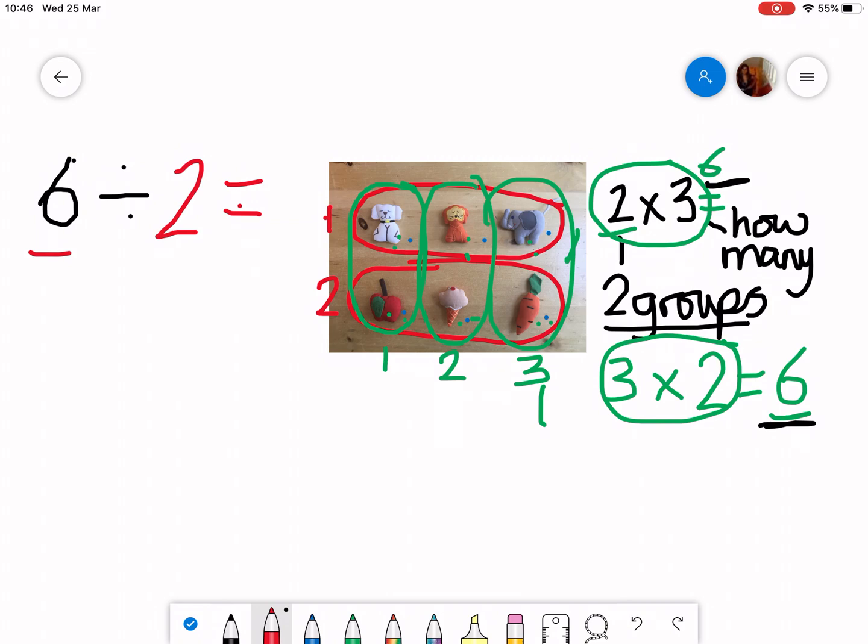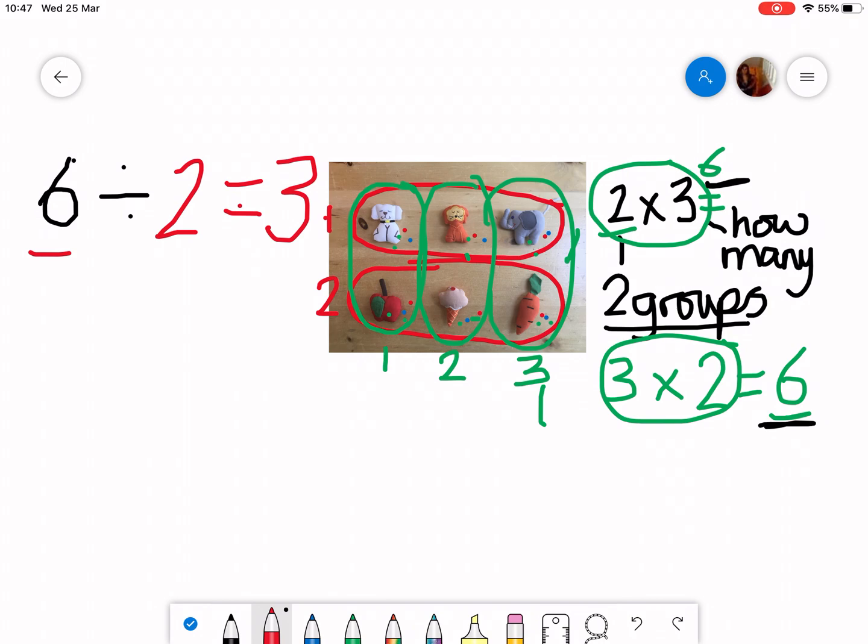And the way we work out our answer is we need to count how many we have in each group. So in the top group we have 1, 2, 3. Let's just check we have the same in the bottom group. So 1, 2, 3. So we know that 6 divided into 2 groups means there's 3 in each group. So that's another one of our division sentences.